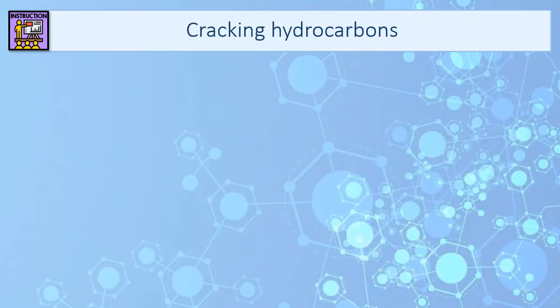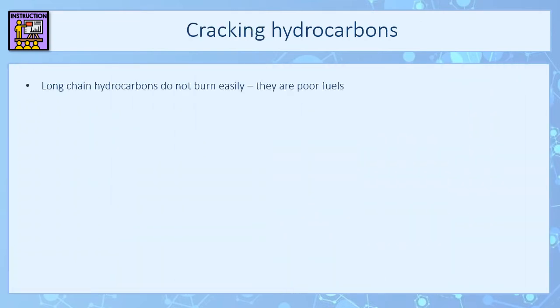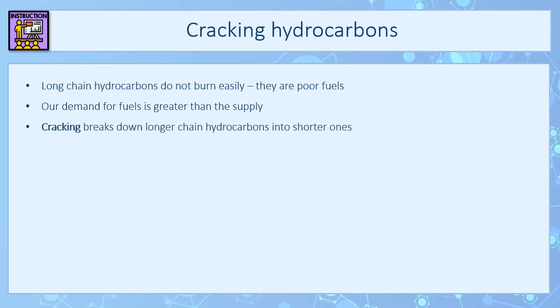We're now going to talk about a process called cracking. These long chain hydrocarbons don't burn easily. They make very, very poor fuels. They're very thick, they're very viscous, and they don't set on fire easily. However, our demand as a society for fuel is much greater than the supply. So what we do is we solve that problem by using cracking, and cracking breaks down the longer chain hydrocarbons into shorter chain hydrocarbons. They make much better fuels, so they're more useful to us.